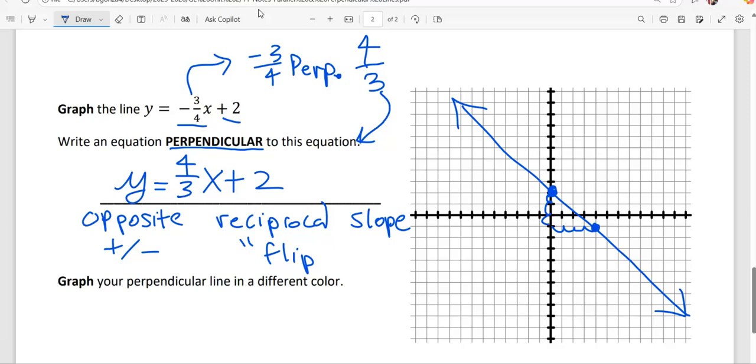Last thing you got to do is graph this perpendicular equation. So graph your b first. Positive 2 is already right here. And now my rise over run is rise 4, run 3. Make yourself a nice straight line. I cannot do that with this pad, okay? And there you go. You got it, okay?